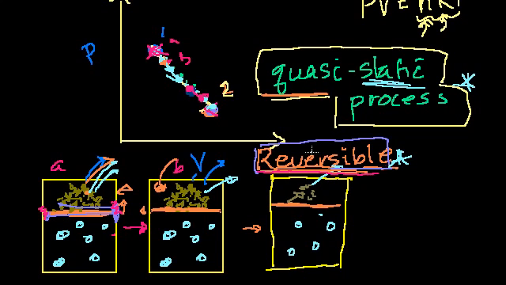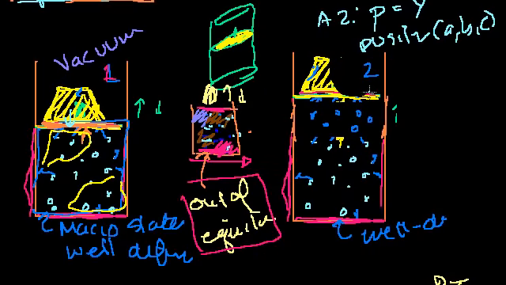The big deal is it allows you to define your macro states for every state in between these two states that you care about. When you just did it as a regular kind of non quasi-static process, in between you don't know what happened.